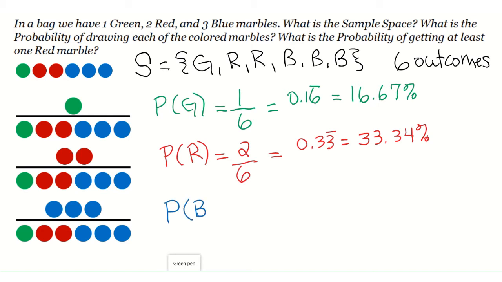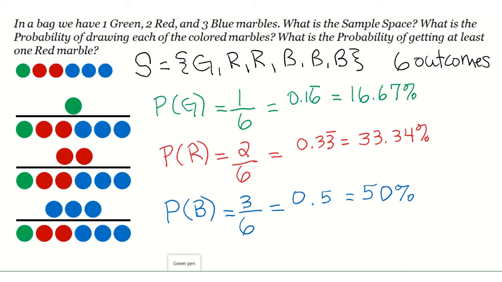The probability of drawing a blue marble, I have 3 possible outcomes for a blue event divided by the 6 possible total outcomes, and that's going to simplify to 0.5, which means I have a 50% probability that if I am going to draw a marble out of the bag, that I'm going to have a 50% chance or a 50% likely outcome that I'm going to draw a blue marble.